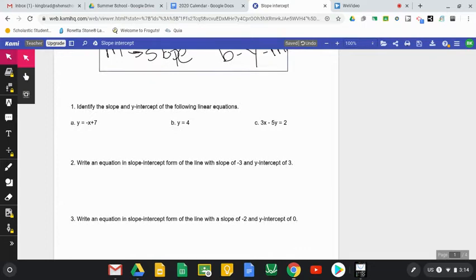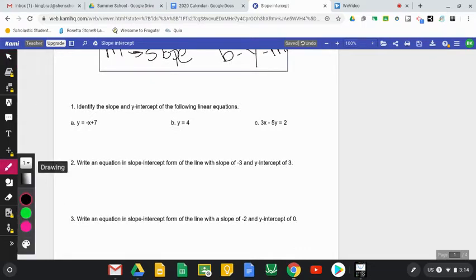Identify the slope and y-intercept of these. So we've got to first make sure they're in y equals mx plus b form. If it is, then the m is whatever's in front of the x. Now here, there's just a negative. That means m is -1. So you don't have to show the 1. My b is 7.